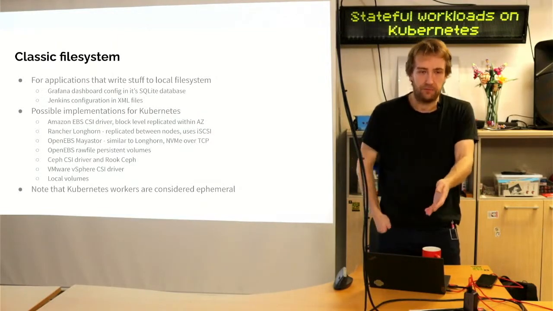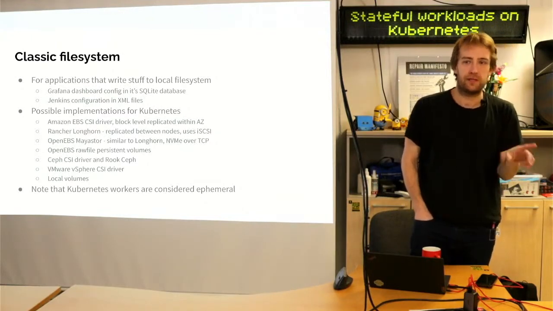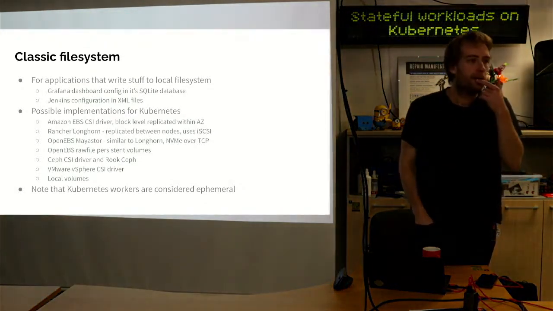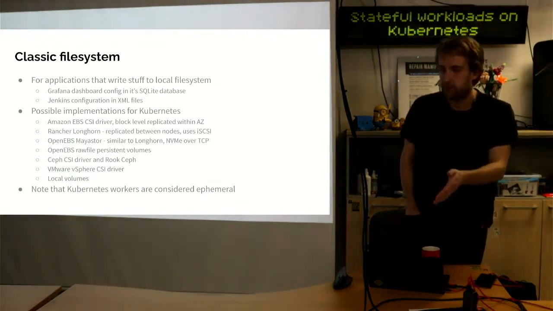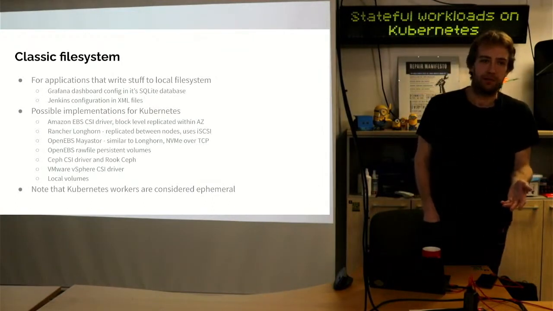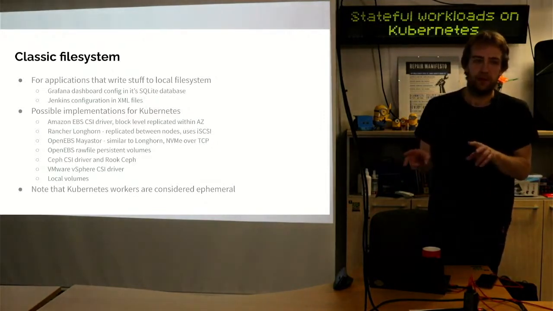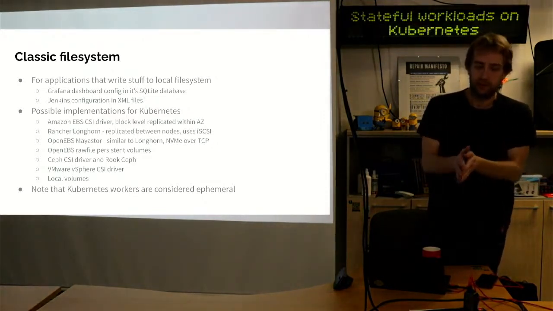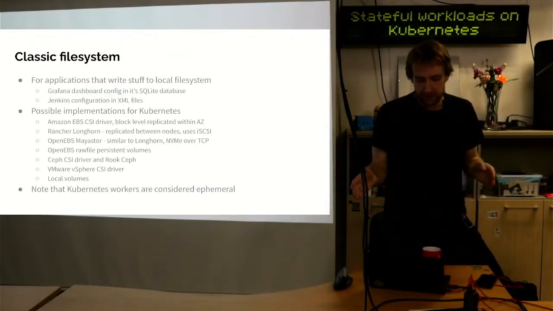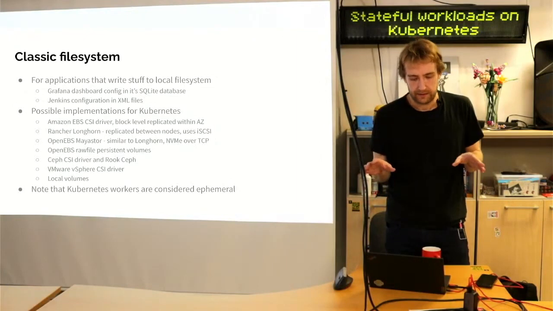Another example maybe is Grafana. Grafana, with its default settings, writes the dashboard configurations into an SQLite file, and this SQLite file needs to be written somewhere on the disk. Of course, if you look into Grafana deployment options, what they recommend is to use a MySQL database for the data, and then you can run multiple pods of Grafana, and they would be writing to a shared MySQL database. But generally speaking, there are so many implementations for a classical file system in Kubernetes.